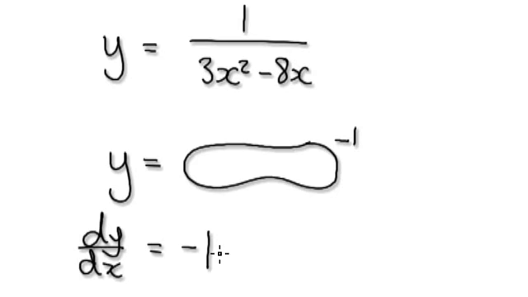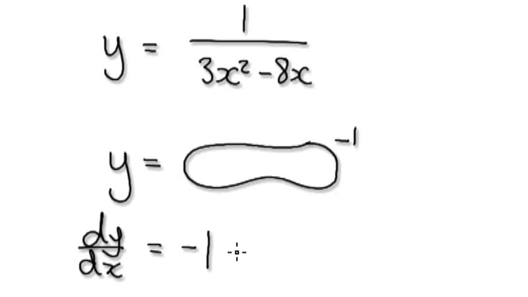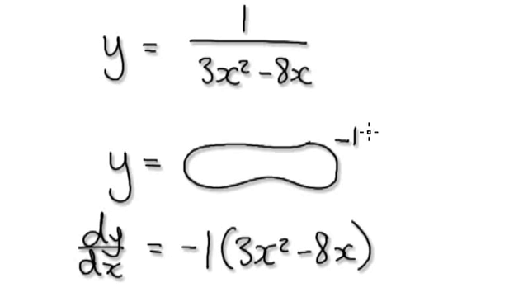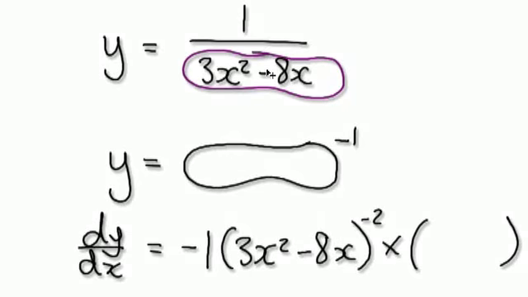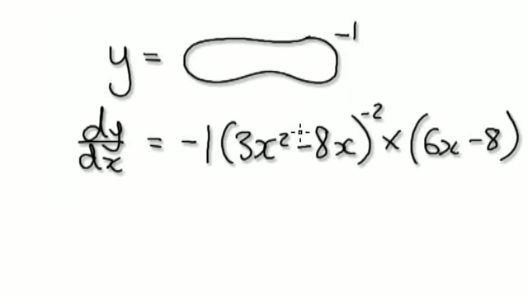straight away. So it's going to be -1. Remember, this one goes down here. And then the bubble intact will be 3x squared minus 8x, and then the power gets minus by 1, so that would be -2, and then times the differential of the bubble itself. So that would be 6x minus 8. Okay, so dy by dx equals this.